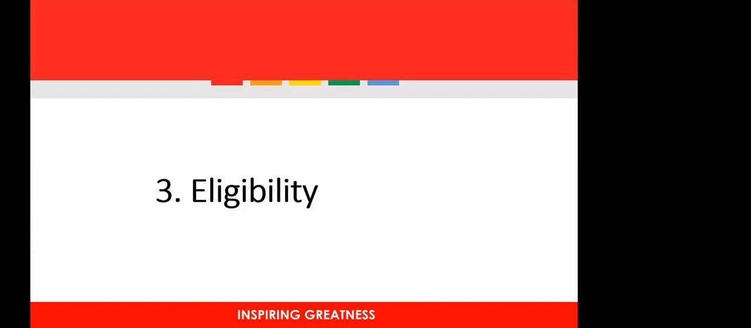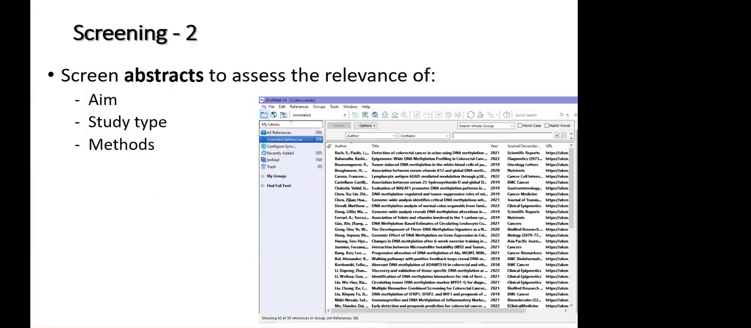So step 3 is determining eligibility. This is where we start to look at things in a bit more detail, where we now screen the abstracts. Personally, I look at the aim of the studies, I look at the study types, and I look at the methods. The aim of each study will tell you whether you want to include it or to exclude it.